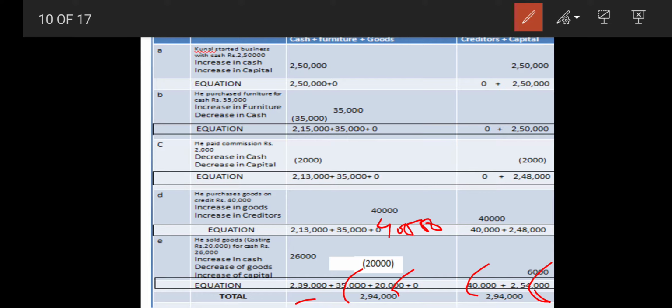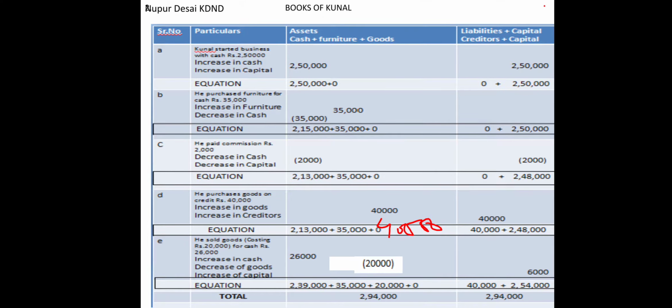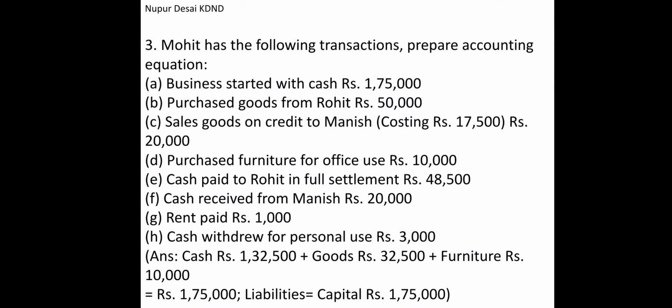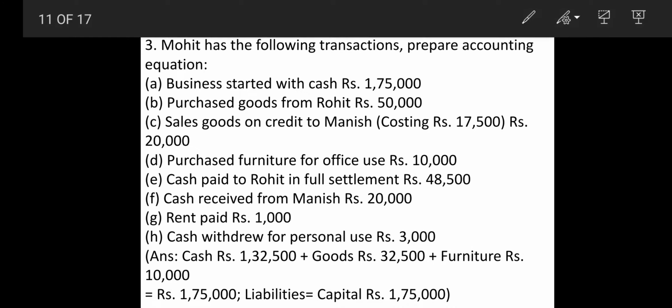So ultimately both the side totals will give you the final answer of 2,94,000. Now we will be moving towards the next sum. Now Mohit, here in the sum the firm's name is, the owner's name is Mohit. Mohit has the following transactions, prepare the accounting equation.